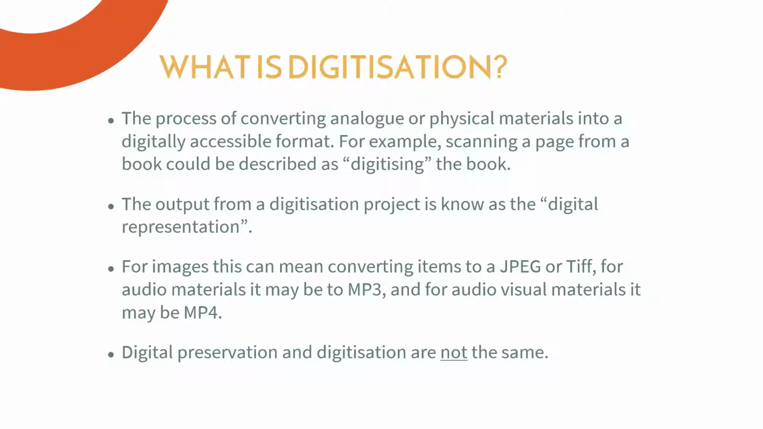Okay, so first of all, what is digitisation? Digitisation is essentially the process of converting analog or physical materials into a digitally accessible format. So for example, scanning a page from a book could be described as digitising that page in the book. The output from a digitisation project is often known as a digital representation, but other names can vary. So for images, this might mean converting items to, say, a JPEG or a TIFF. For audio materials, it might be to an MP3, or for audiovisual materials, it may be an MP4, but of course a vast variety of other formats do exist.